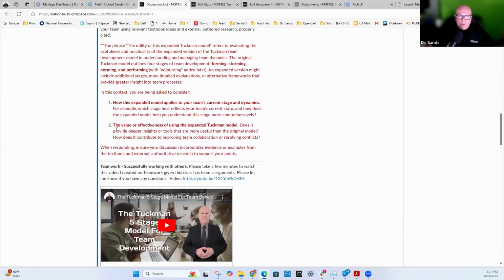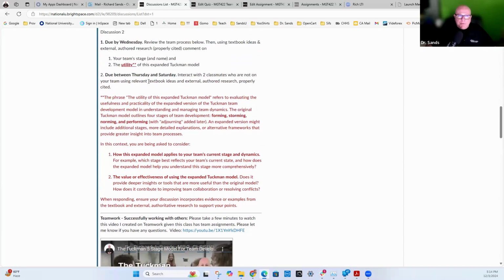And then two, the value or effectiveness of using the expanded Tuckman model. Does it provide deeper insights or tools that are more helpful than the original model? How does it contribute to improving team collaboration or resolving conflict? So ultimately, due by Wednesday, your team stage and name, and then the utility of this expanded Tuckman model. And that's where I put in red here, giving you more definition of what utility is really asking.